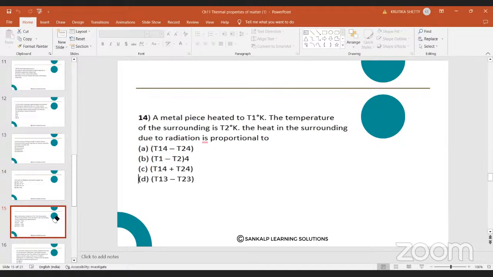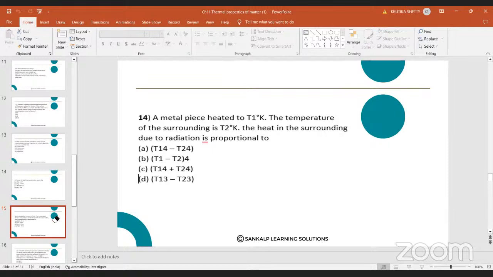Next is, a metal piece heated to T1 degree Kelvin. The temperature of the surrounding is T2 degree Kelvin. The heat in the surrounding due to the radiation is proportional to, Q is proportional to. Option A is T1 raised to 4 minus T2 raised to 4. Option B is T1 minus T2 whole to the power 4.